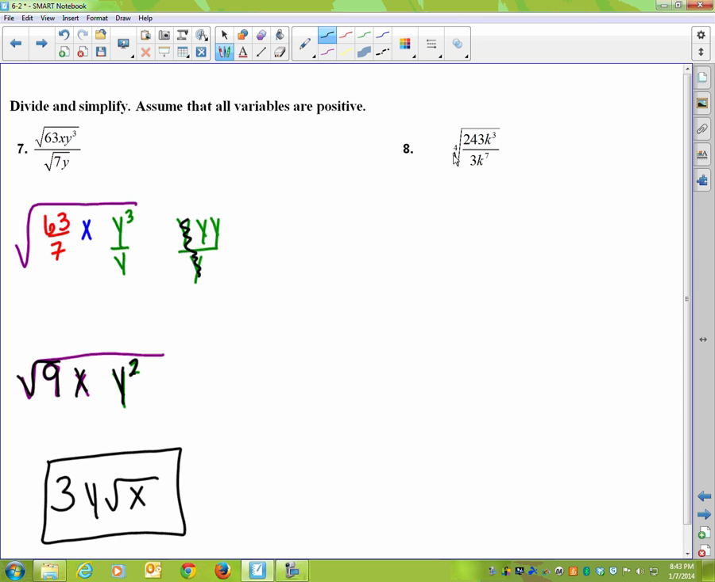Look at number 8. It's already written under one radical for me. I can tell that it's a fourth root, so I'm going to be looking for groups of 4. Let's go ahead and separate it out. I'm going to look just at my numbers, 243 over 3, and then look at my k's. K cubed over k to the 7th.